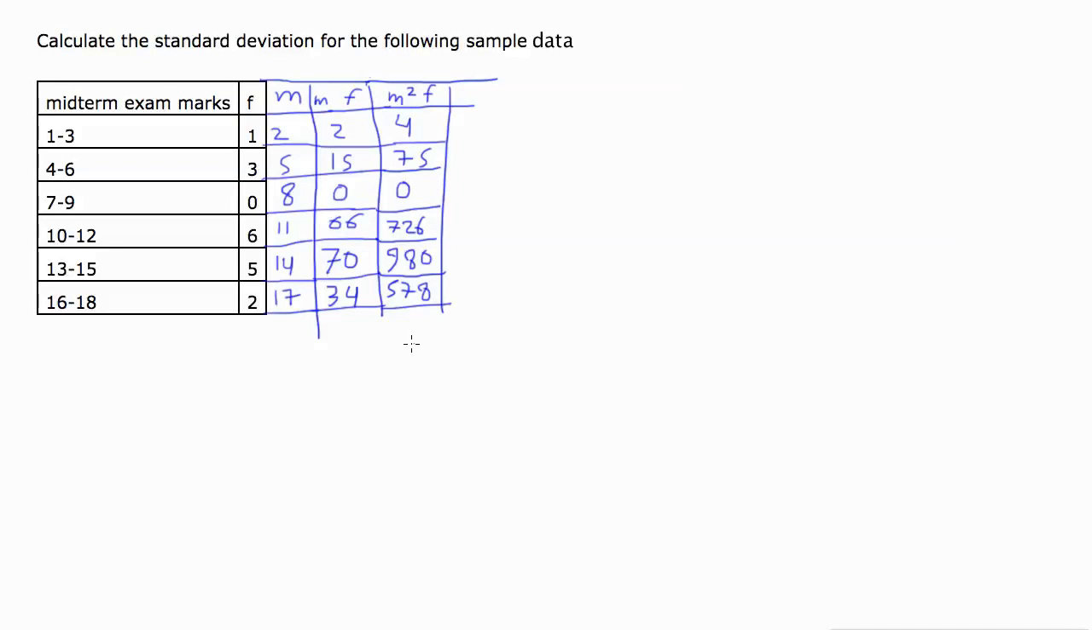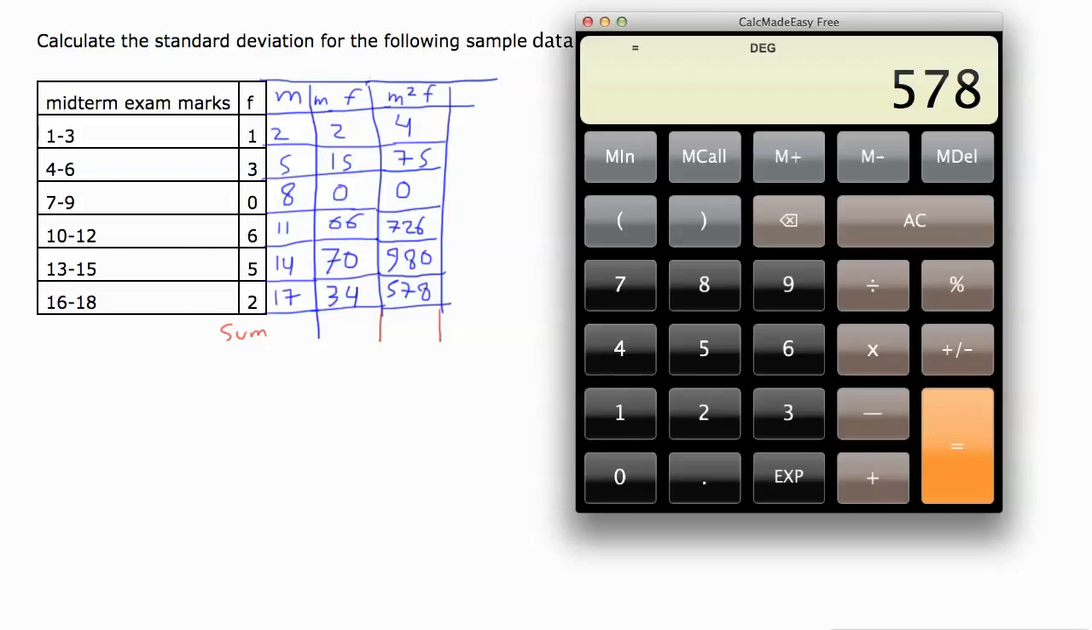Okay, now I got m squared f for every value. Now I need to get the sum at the end for all of these quantities. So the sum of mf and the sum of m squared f is actually what I need. So let's try to get the sum for these quantities. For the mf, we'll add them: 2 plus 15 plus 0 of course plus 66 plus 70 plus 34. That's equal to 187.